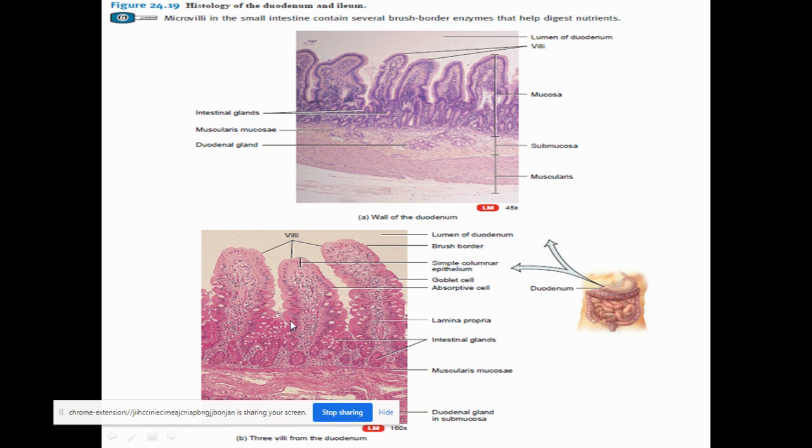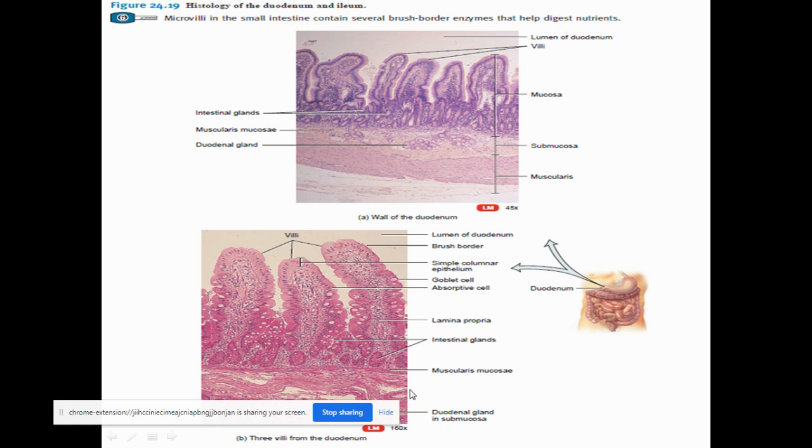So this is a picture showing the villi. Three villi are shown here, and you can see this is the lumen, and these are the microvilli, called the brush border, which are present on the columnar epithelial cells. Apart from this, there are many cells: absorptive cells, goblet cells, Paneth cells, and enteroendocrine cells. So this is the lamina propria. This is the region where the arterioles, veins, and lacteals enter into the villi.